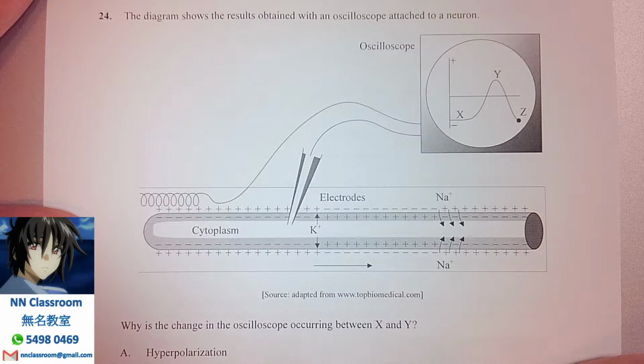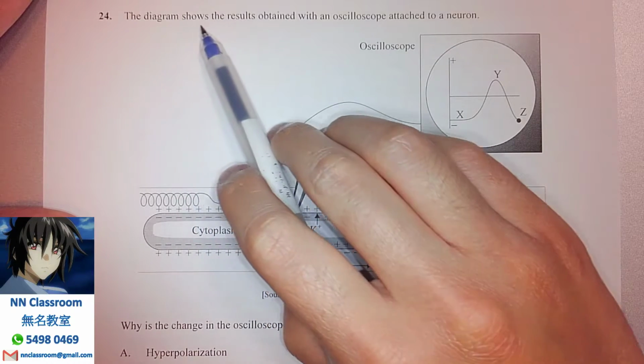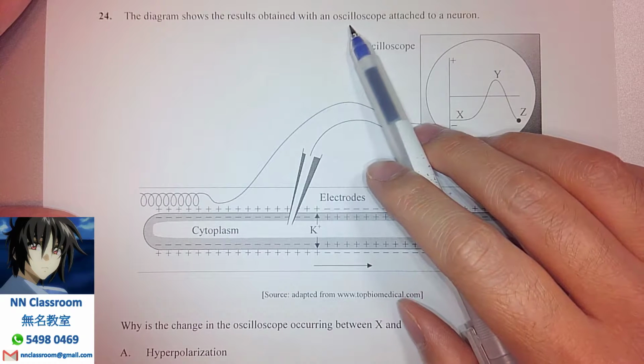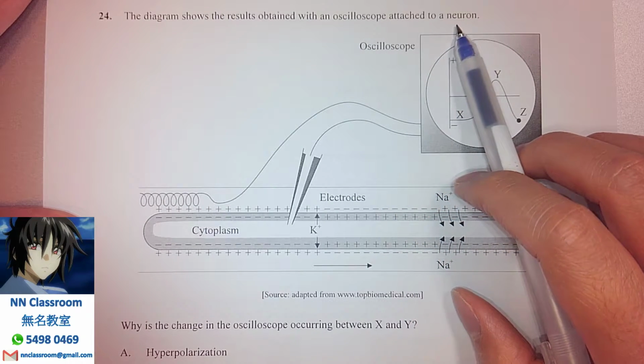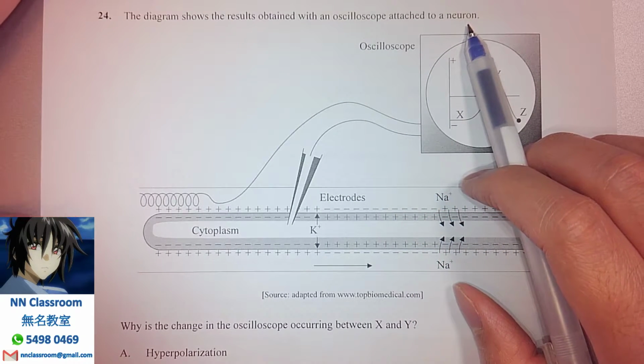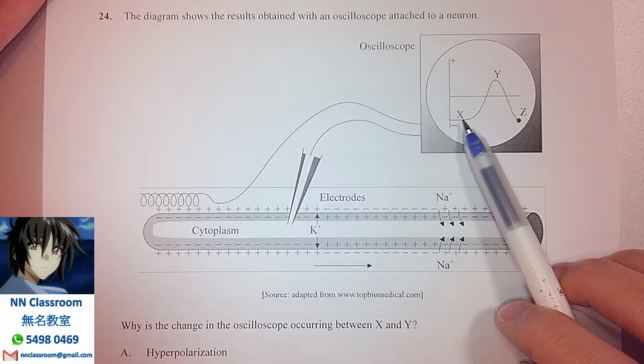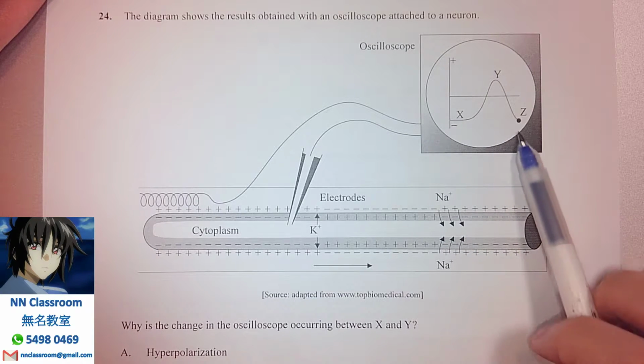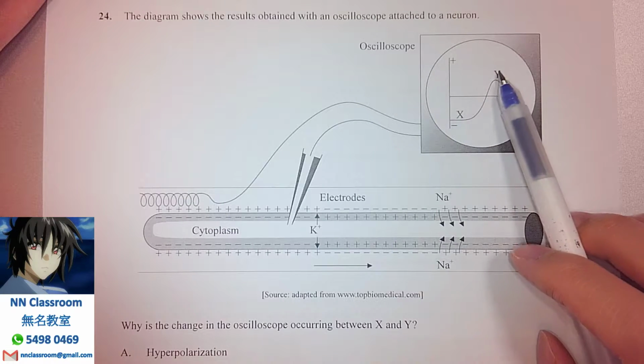Today, I'd like to share with you multiple choice question number 24, extracted from the Specimen paper 2016, concerning topic 6, human physiology, our neurotransmission system or our central nervous system. Let's see. The diagram shows the results obtained with an oscilloscope attached to a neuron, so which means we are now understanding the changes in terms of the membrane potential from time to time. Here from X to Y to Z.